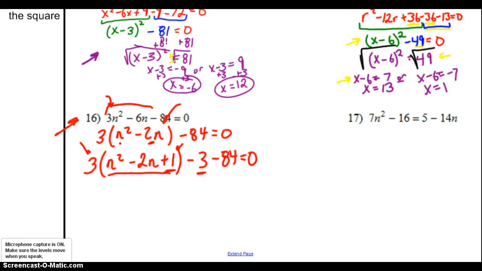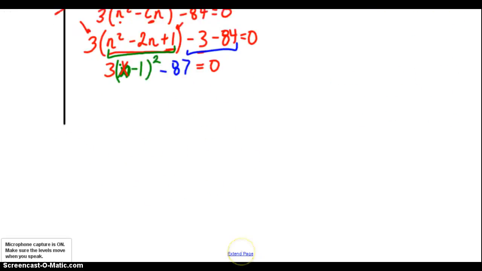Just like before, we've got our perfect square trinomial that factors into n minus 1 squared. We've got the rest of that equation that we can combine, make negative 87. And then we bring down the equals 0, and we bring down the times 3. Okay? All right. And from here, again, we can just solve by using inverse order of operations.